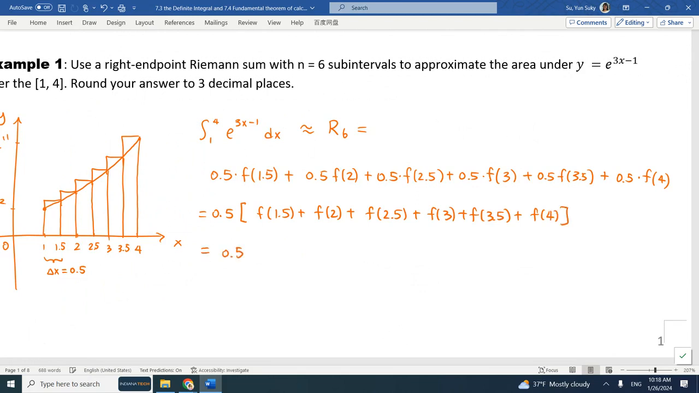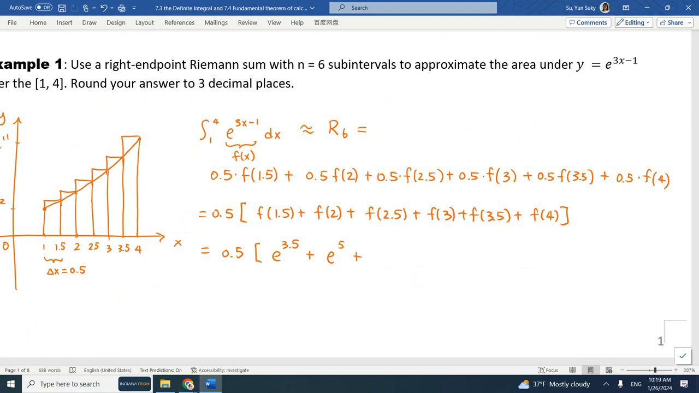Now, we need to look at our function f. This is the f of 1.5. F of 1.5 is, what is 3 times 1.5? 4.5 minus 1. 3.5, yes. So e to the 3.5. Keep going. F of 2 is, what's 3 times 2? 6. 6 minus 1 is 5. Everybody? Okay, continue.